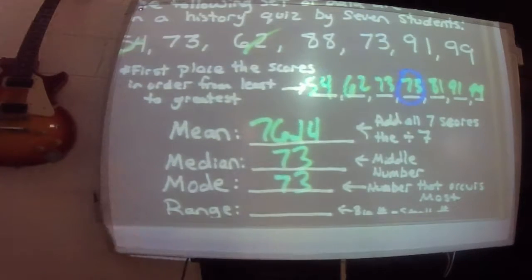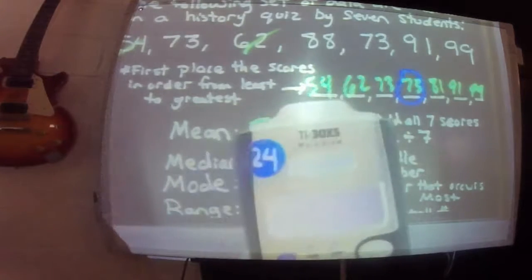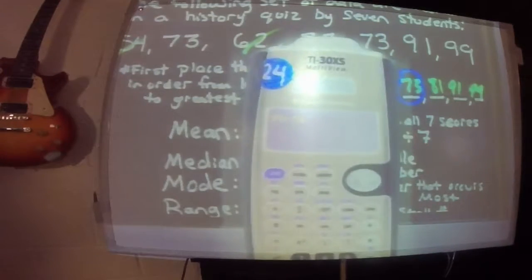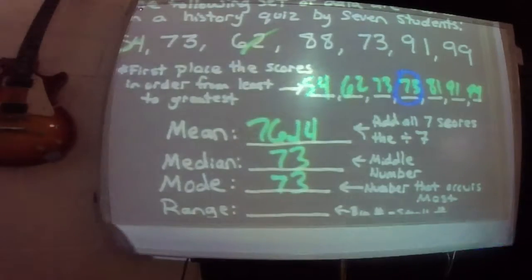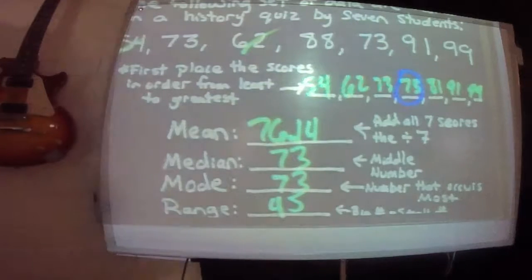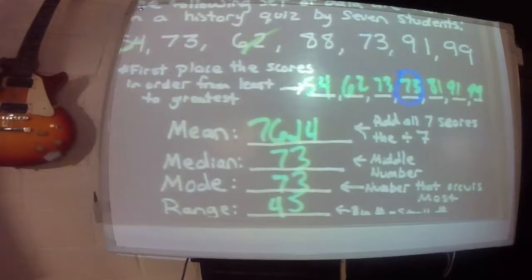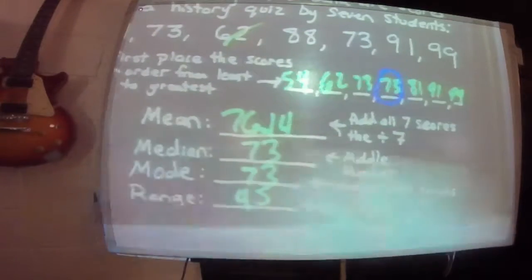And the range. On the range, I'm going to take what and subtract it from what? The 99 minus 54, and you get 45. So your range is 45. That means all the data you got falls within 45 places from each other, between 54 and 99.